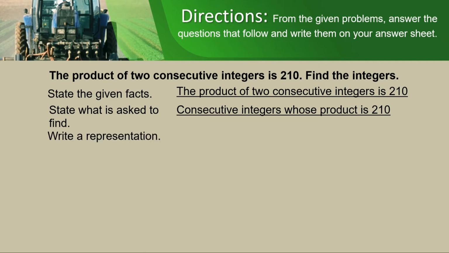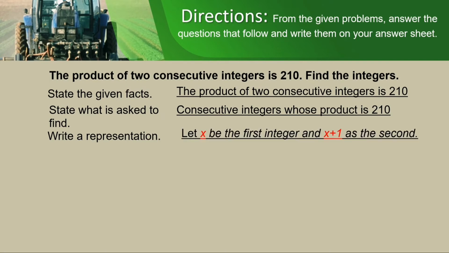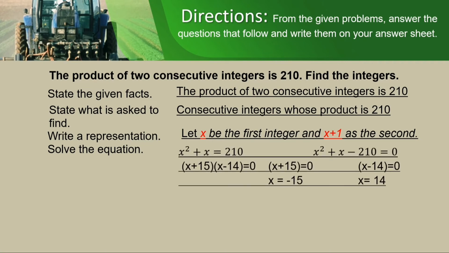Then write the representation. How would you represent the consecutive integers? You have already mastered this one, and that is x and x plus 1. Very good. Then solve the equation. What is the first operation that you will use? It's multiplication. So you will get x squared plus x is equal to 210.